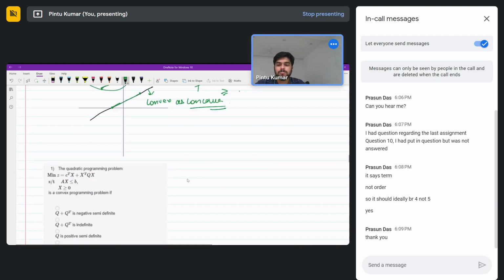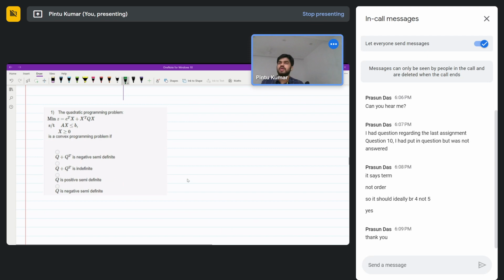Okay. So here is the first problem, sort of an easy one. The question says, let's say you have a quadratic programming problem of the form minimize z equal to c transpose x plus x transpose Qx. And you have some constraints, Ax is less than or equal to b and x is greater than or equal to 0. So when does this become a convex programming problem? The question is this.